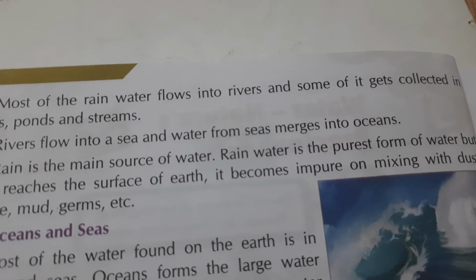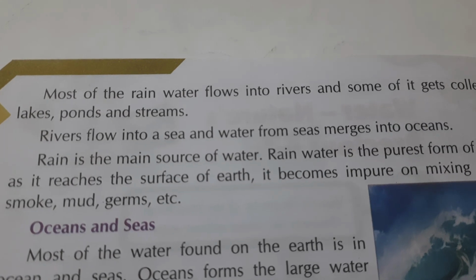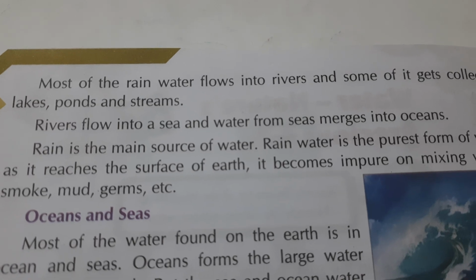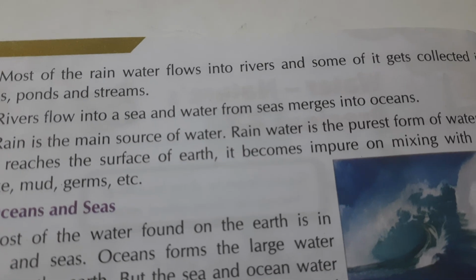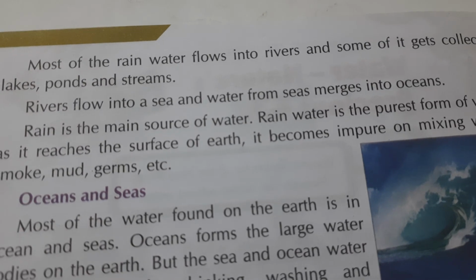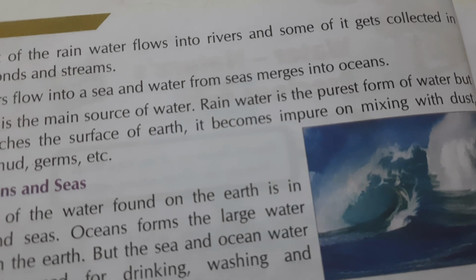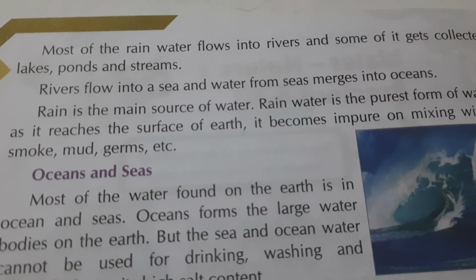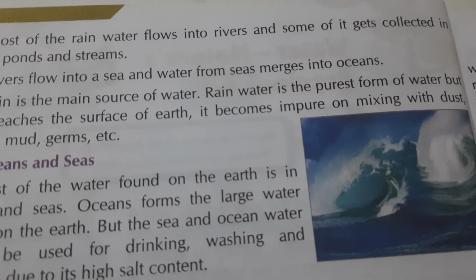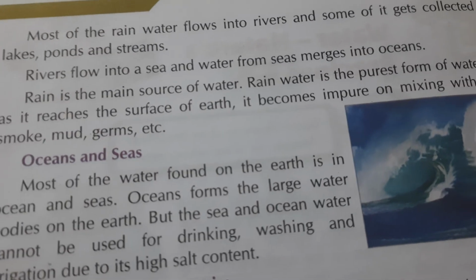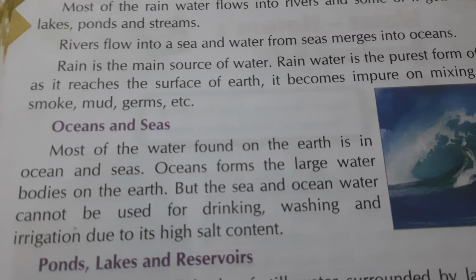Most of the rainwater flows into rivers, and some gets collected in lakes, ponds and streams. Rivers flow into the sea, and water from seas merges into oceans. Rain is the main source of water. Rainwater is the purest form of water, but as it reaches the surface of the Earth, it becomes impure on mixing with dust, smoke, mud, germs, etc.